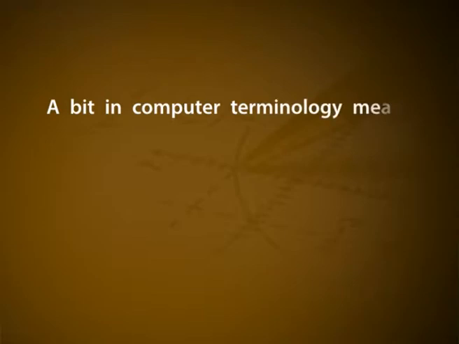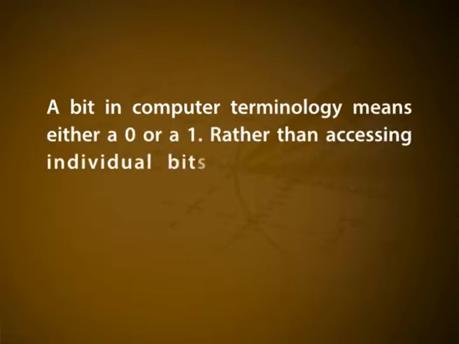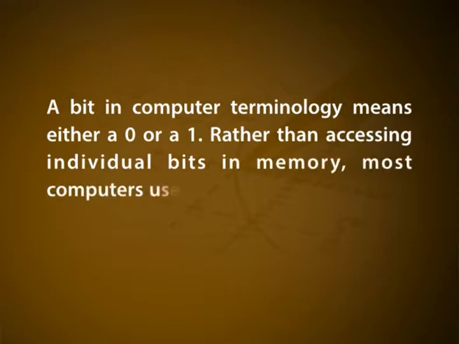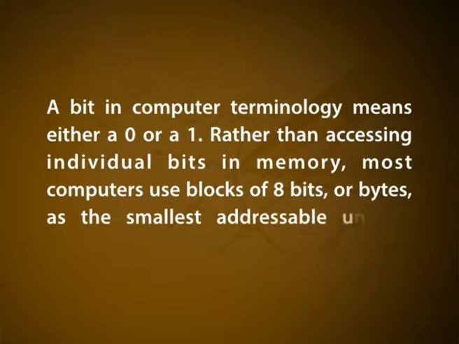The binary digit is often referred to by the abbreviation bit. A bit in computer terminology means either a 0 or a 1. Rather than accessing individual bits in memory, most computers use blocks of 8 bits, or bytes, as the smallest addressable unit of memory. A machine level program views memory as a very large array of bytes, referred to as virtual memory.